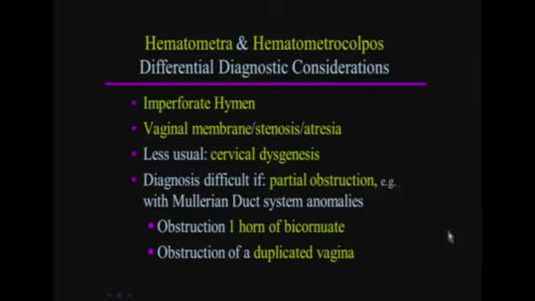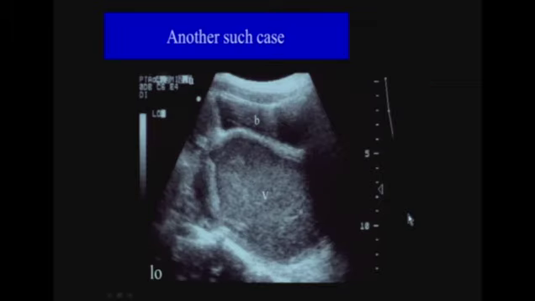Hematometria and hematometrocolpos have differential diagnostic considerations that include imperforate hymen, and vaginal membrane stenosis or atresia. Often these are associated with other congenital anomalies, while the imperforate hymen is not associated with any other anomalies. Less usually, there's a cervical dysgenesis. There's diagnostic difficulty if there's a partial obstruction with Mullerian duct system anomalies, in which there's obstruction of one horn of a bicornuate uterus or obstruction of a duplicated vagina. In such cases, one may have trouble making the diagnosis.